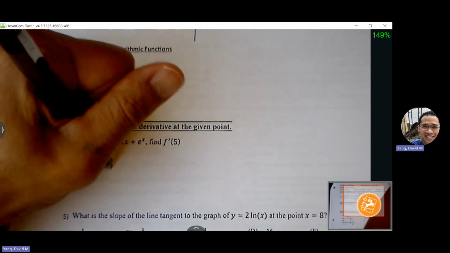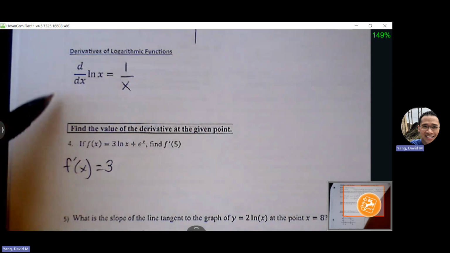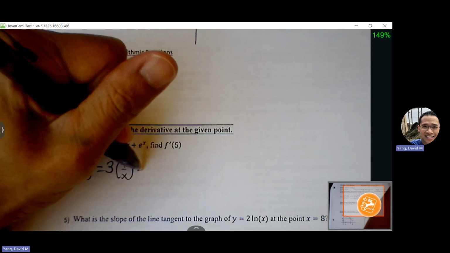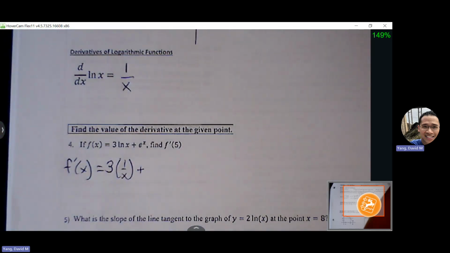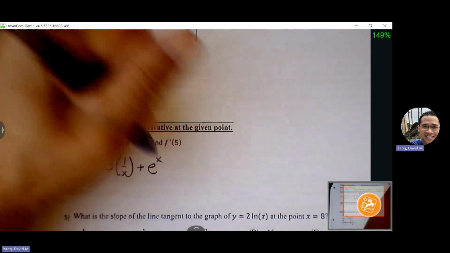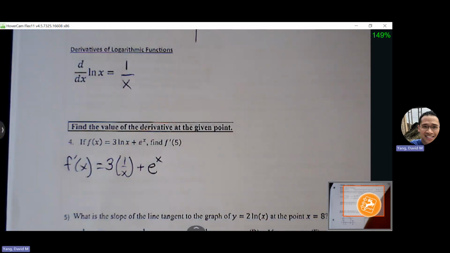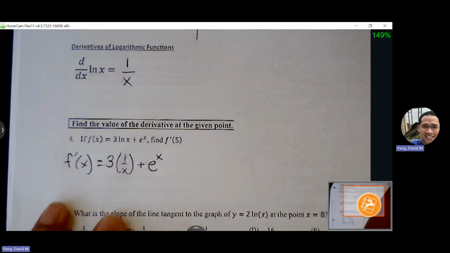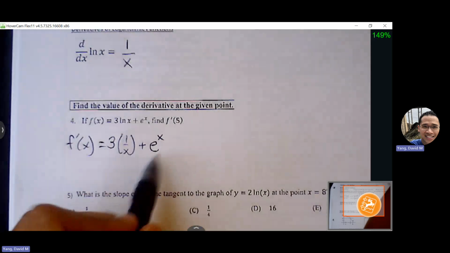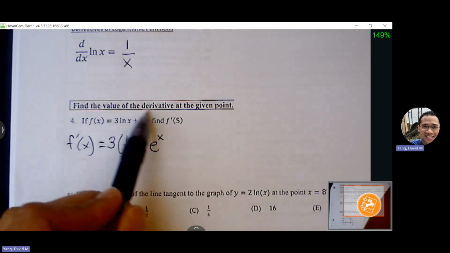All right, so the 3 is going to stay. Natural log of x becomes what? 1 over x. So I'm just going to make that derivative substitution. And then the derivative for e to the x is just e to the x. That's nice, right? There's no need to memorize e to the x's derivative because it's just the same thing. So this is now my slope formula that will describe the slope behavior of whatever this graph looks like.